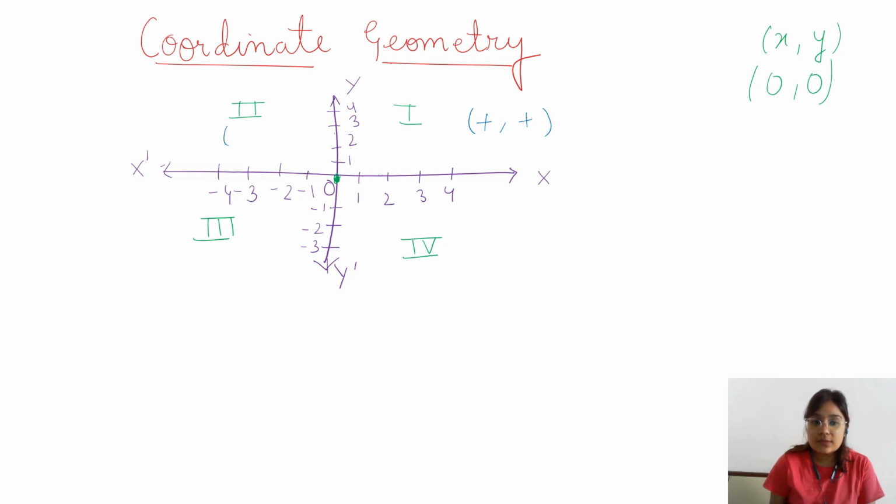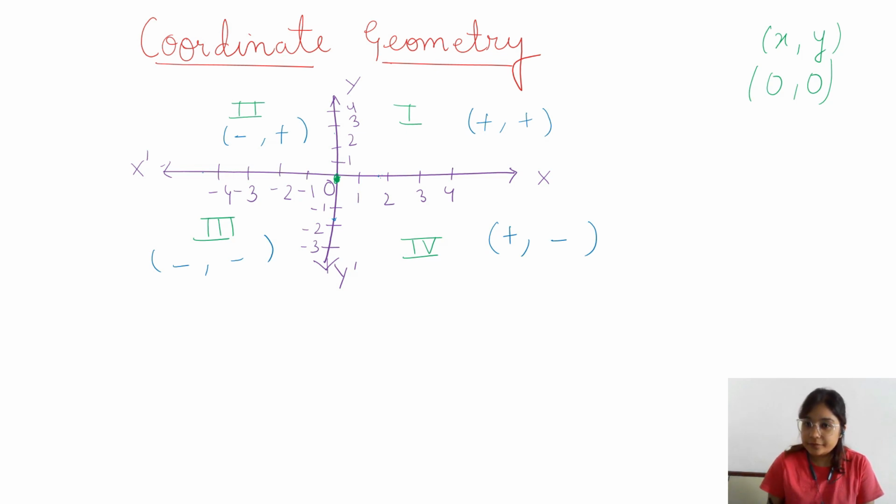Now come to the second quadrant. First x will come and then y. Here all the x values have a negative sign and y has a positive sign: negative and positive. Now in the third quadrant, x has a negative sign and y also has a negative sign. Now in the fourth quadrant, x is positive and y is negative.